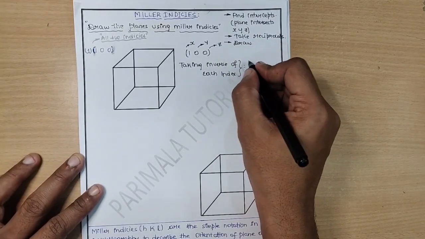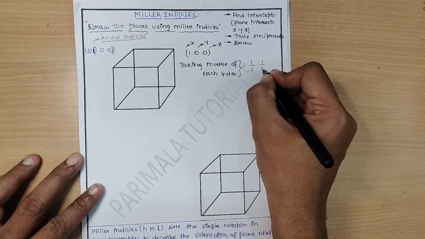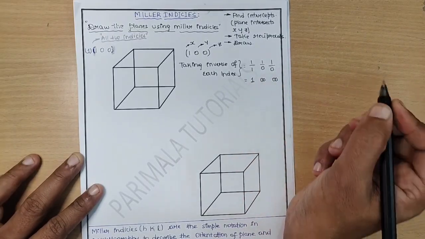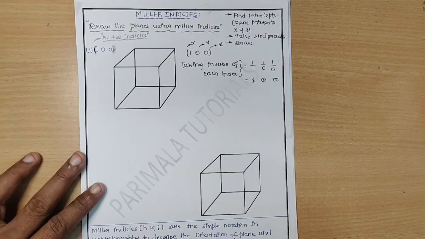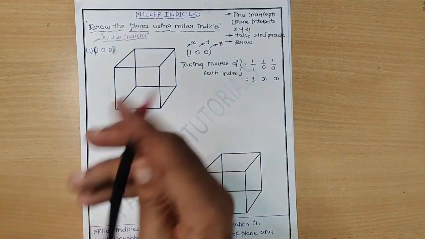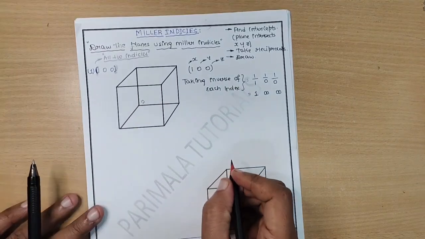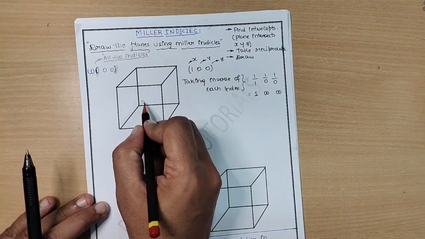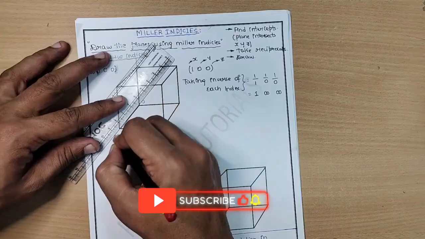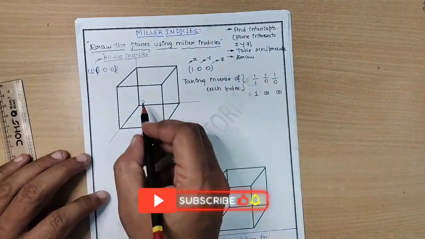So what happens now? This becomes 1 over 1, 1 over 0, 1 over 0. That means to say 1, infinity and infinity. Now our target is to obtain the Miller indices plane for these values. This is the origin O. I will show it in pencil as of now. This is called the all positive origin. This is the point O.